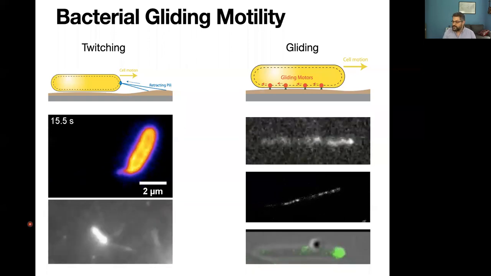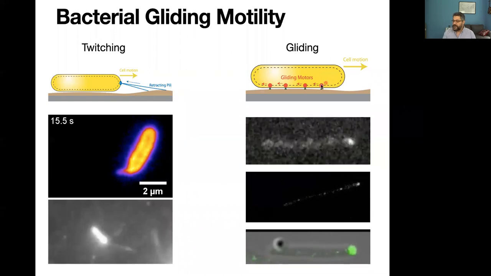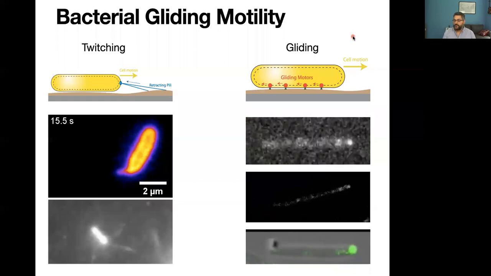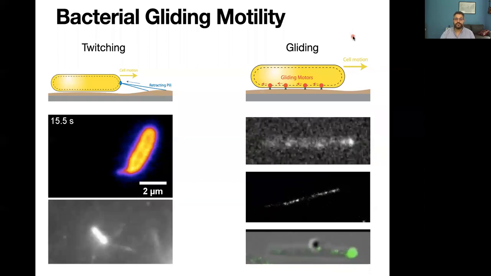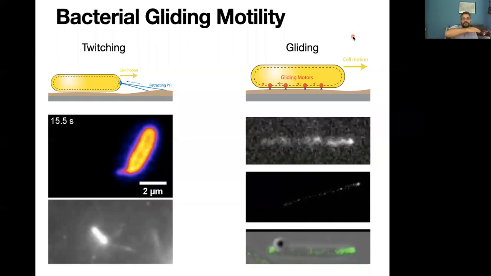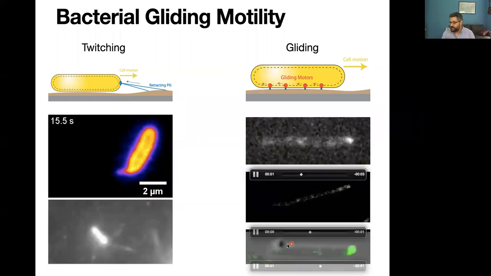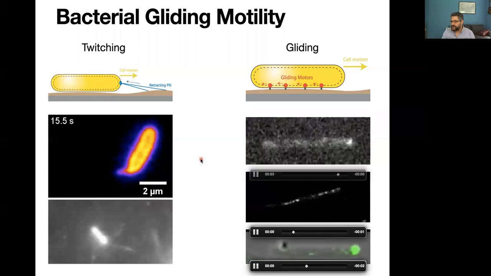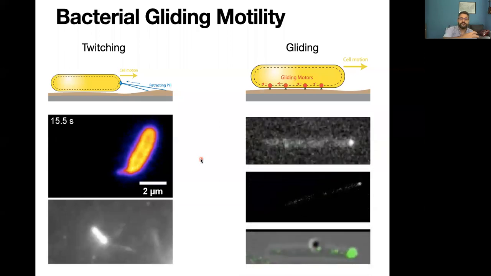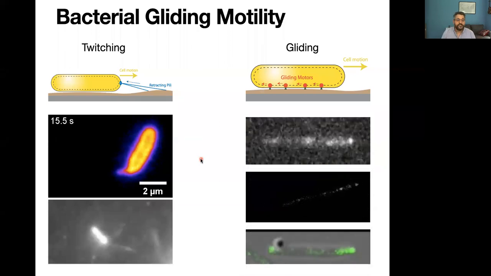There's another mechanism that cells can move, and this is via essentially little feet protein that walk from the head to the tail. These feet stick to the surface underneath them, and they propel the cell forwards like this. The feet are also on the top of the cell, so if you put a small bead on top of the cell, you can see the bead will be moved from the head to the tail as the feet drag it along.